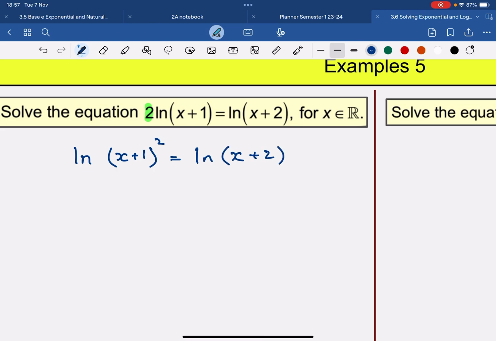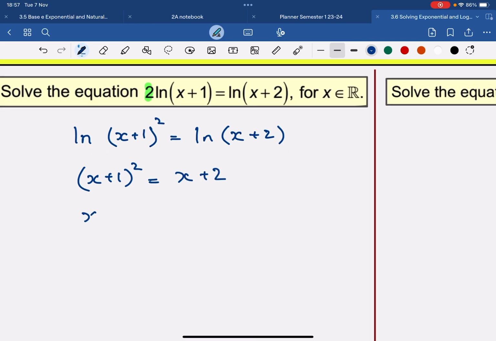And in fact, it's now really saying, drop the natural logs, and it's saying that (x plus 1) squared is equal to x plus 2. So all I need to do is expand, and this has basically now become just a quadratic algebra problem.